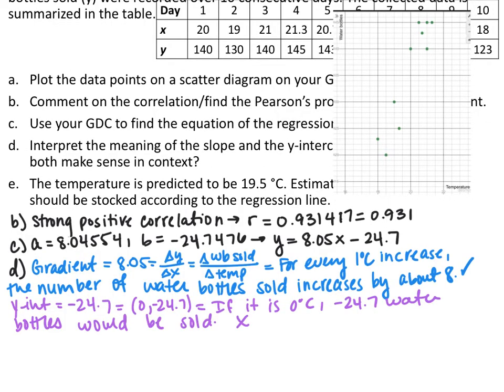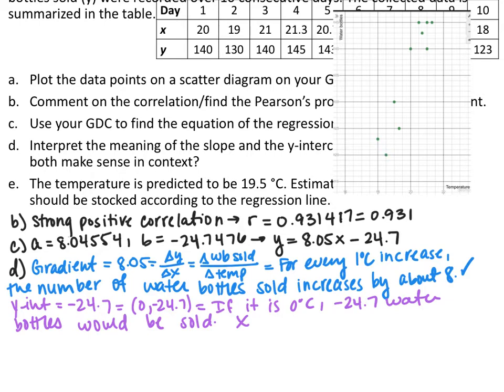Okay, so for the gradient, you have 8.05. Remember, slope and gradient are synonymous. Change in y over change in x is change in water bottles sold divided by change in temperature. So that means that for every 1 degree Celsius increase in temperature, the number of water bottles sold increases by about 8. Yeah, that makes sense. If it gets warmer, you're going to probably sell more water bottles.